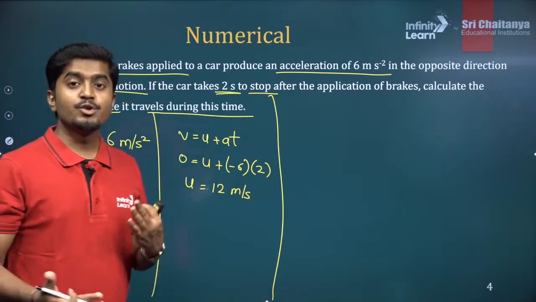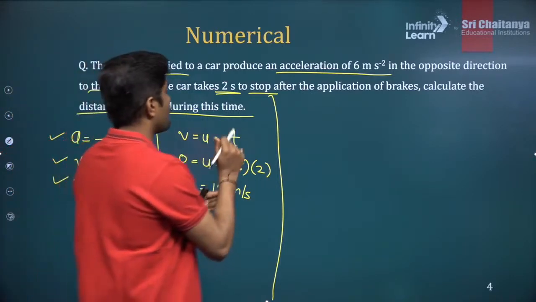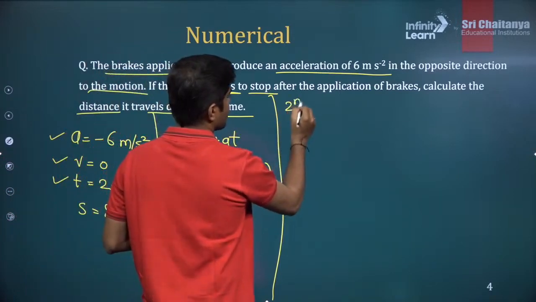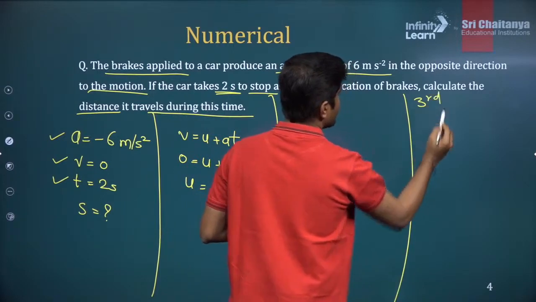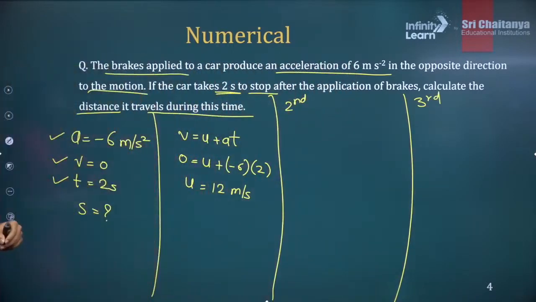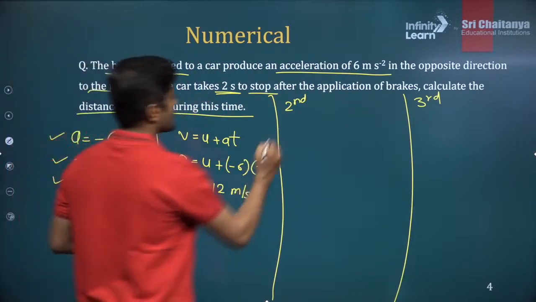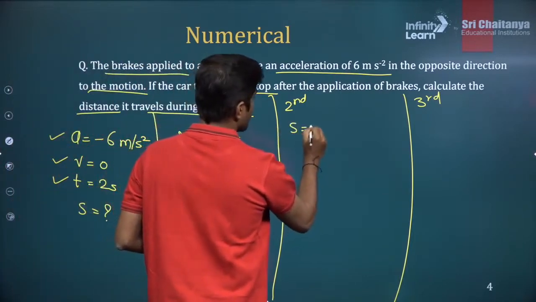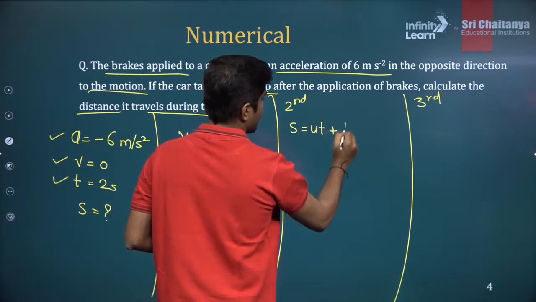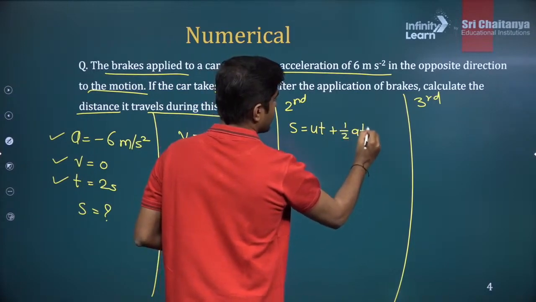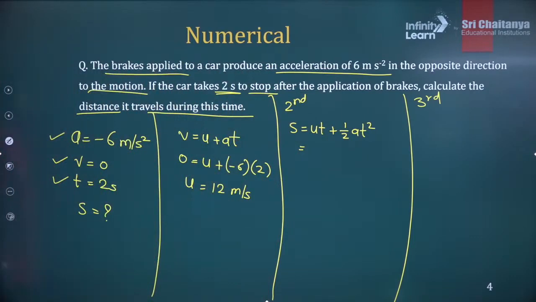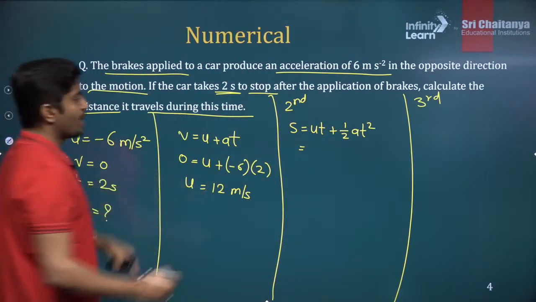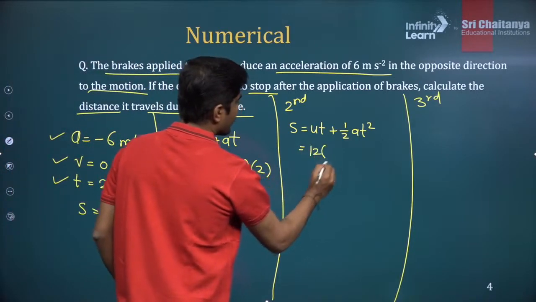So let's try using both the equations. Suppose we use the second equation here and the third equation of motion there. What is the second equation? S is equal to ut plus half a t square. Substitute all the values, answer is 12 meter. Okay, Divyansh, u is 12, 12 into what is the time?